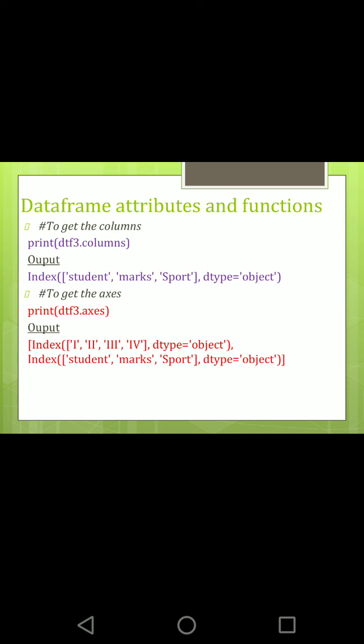Next is to get the axis. The name of the data frame dot axes has to be given, and the output you can see there are two axes in our program. The first axis was the row, which is 1, 2, 3 and 4, and the other axis is the column, which is student, marks and sports. You can see both the axes displayed here.